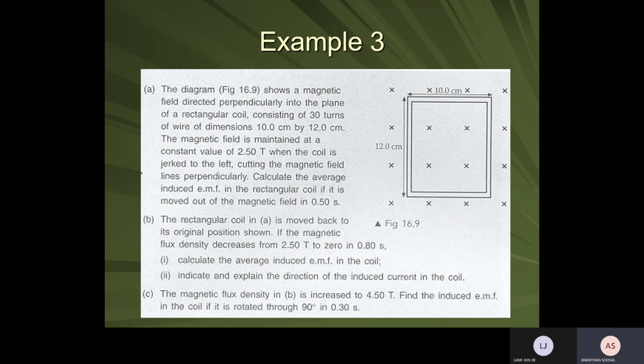So that's your part B. Part A, area change, move the coil, you get EMF. Part B, magnetic field strength change, you get EMF. Now part C, another way of getting EMF. Part C: the magnetic flux density B is increased to 4.5. Find the induced EMF if the coil is rotated through 90 degrees.